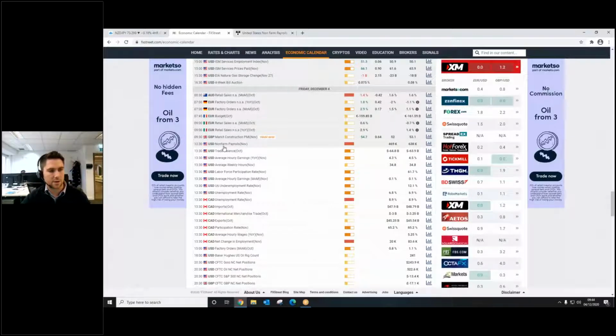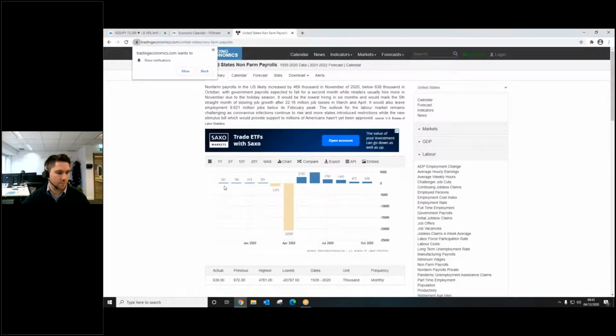We are looking at the total number of new jobs created for the previous month, in this instance, November. And we'll be looking to see if there is going to be a beat on expectation. Now, the numbers are skewed at the moment. Previously, in pre-COVID times, a figure above 200,000 would be seen as particularly positive and bullish for the dollar. A figure below 200,000, or below 100,000 in particular, seemed particularly bearish for the US dollar.